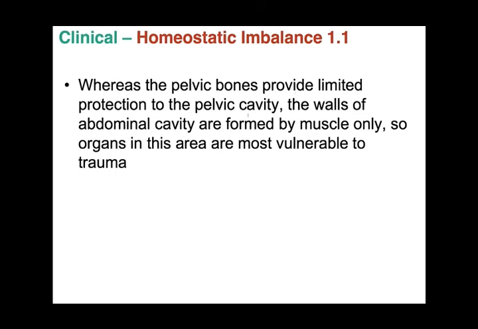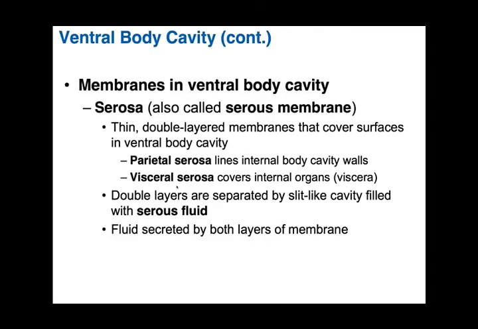Now, talking about the membranes in the particular cavities, the membranes in the ventral body cavity include the serosa, which is also called the serous membrane. You will be studying this in the anatomical terms. The serous membrane is based on the serous fluid. It is a thin double-layered membrane that covers surfaces in the ventral body cavity.